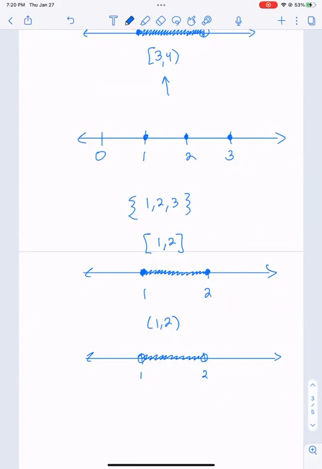So we use parentheses to not include a point, and we use brackets to include the point. Does that make sense? Yes. How do you memorize that? Is there a special trick you use? Well, conventions are just things that you memorize. We memorize that brackets mean include, parentheses mean exclude.